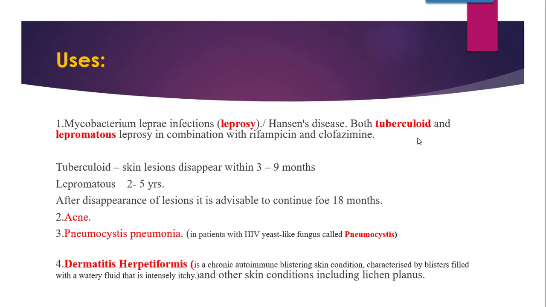Then treatment of dermatitis herpetiformis. So what is actually dermatitis herpetiformis? It is an autoimmune skin condition where blistering occurs, and it is characterized by blisters which are filled with a watery fluid that is intensely itchy. So blisters which are filled with water and itching sensation occurs. So that is generally the condition in dermatitis herpetiformis. And other skin conditions it includes, which are due to lichen planus also.